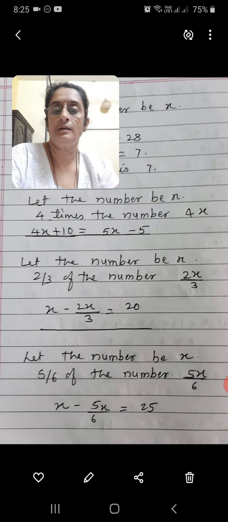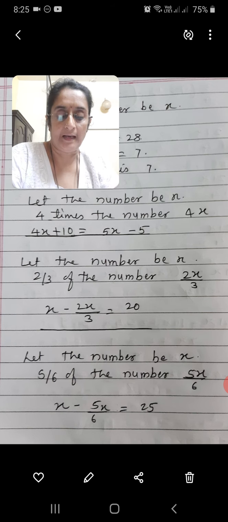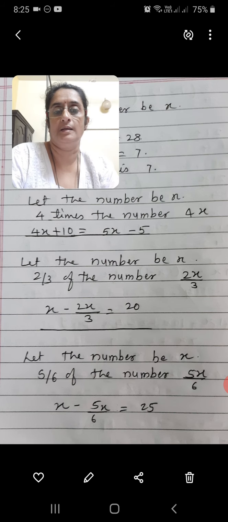Let us go to the third question. 2/3 of a number is 20 less than the original number. Find the original number. So what is told? If you take 2/3 part of that number, it is 20 less than the given number, which is the original number. So the original number we consider as x. If you make 2/3 of that number, it will be 2/3 x. So the original number has to be x, and 2/3 of that number is 2x upon 3.